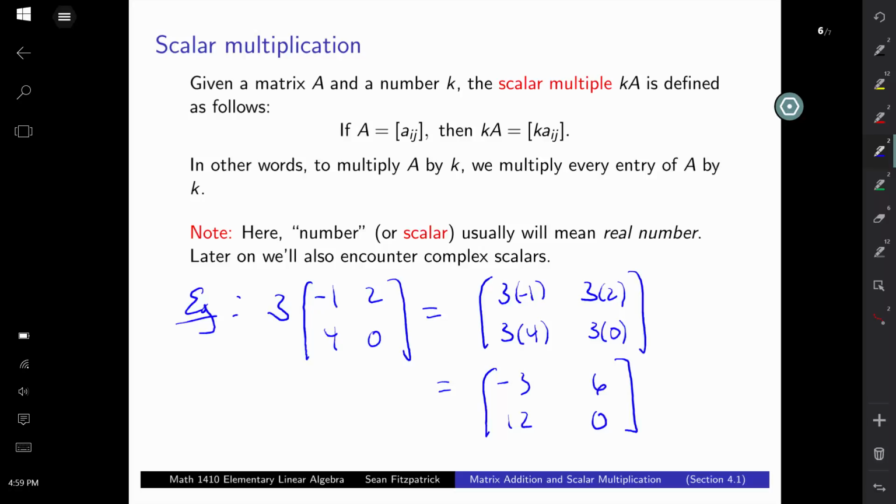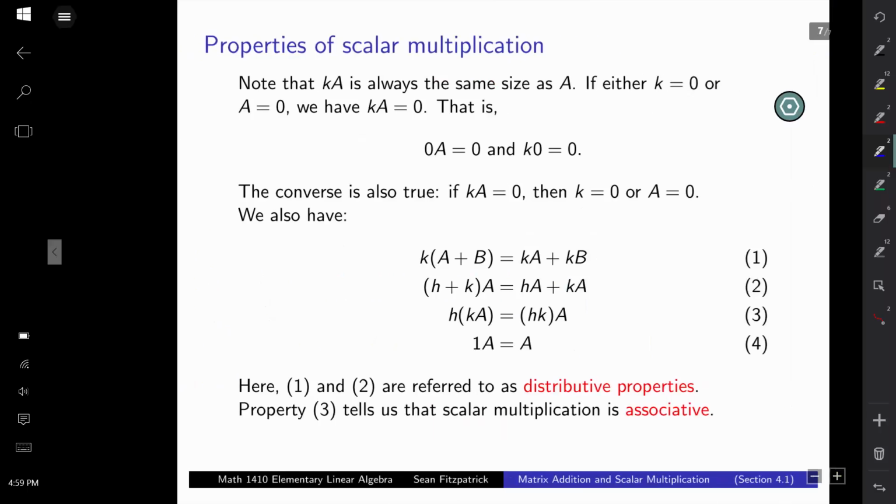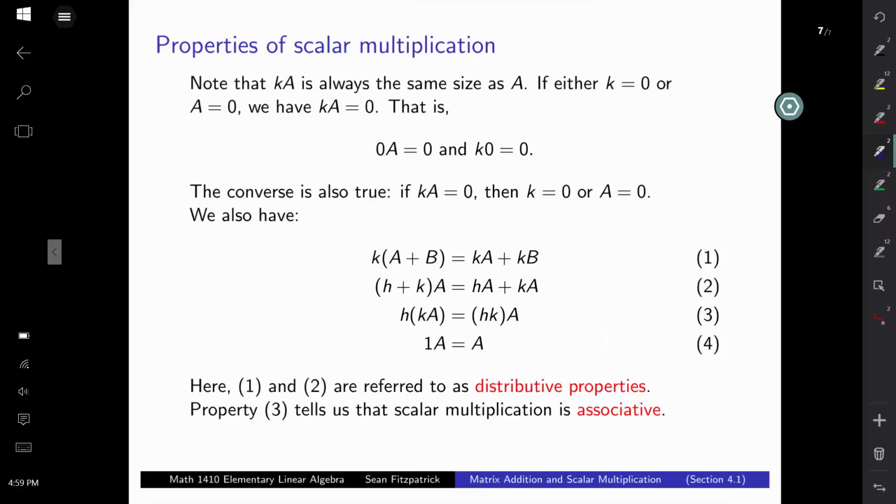You just multiply every entry in the matrix by that scalar. And scalar multiplication satisfies a lot of the properties you might expect. One thing you'll notice is, because you're just multiplying each entry in the matrix by a scalar, you're not changing the number of rows or columns, so scalar multiplication preserves the size of your matrix. And if you multiply by the scalar 0, then of course everything multiplied by 0 just becomes 0, and you end up with the 0 matrix, right?